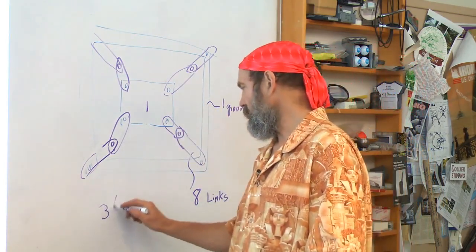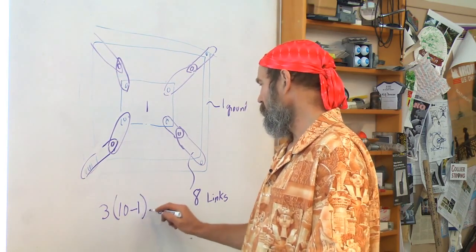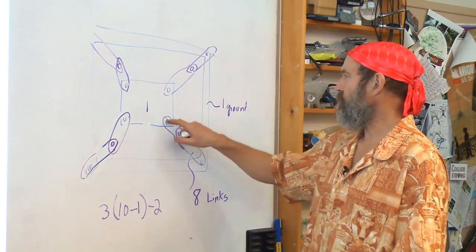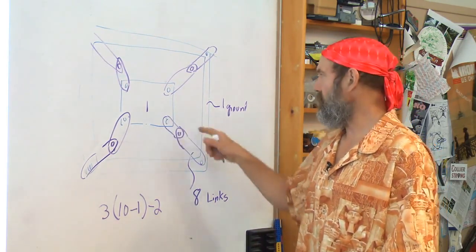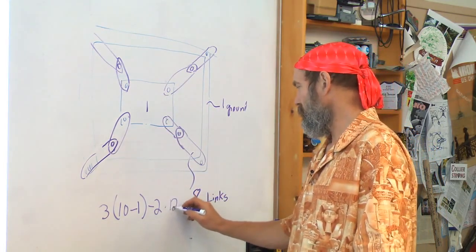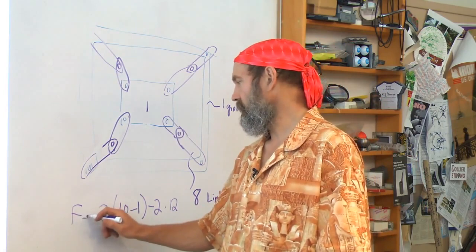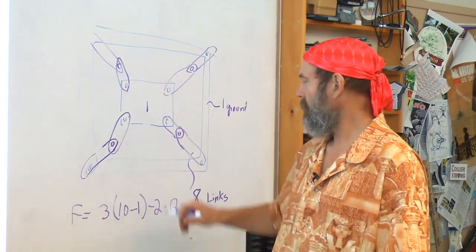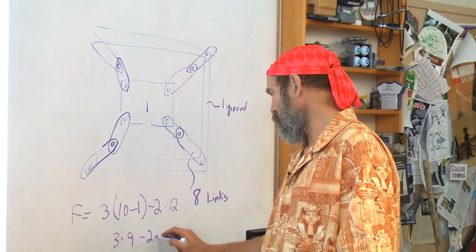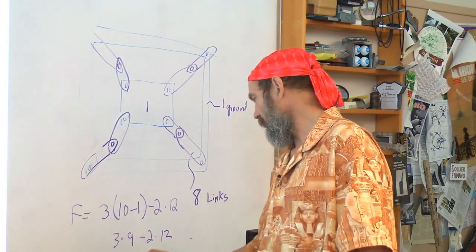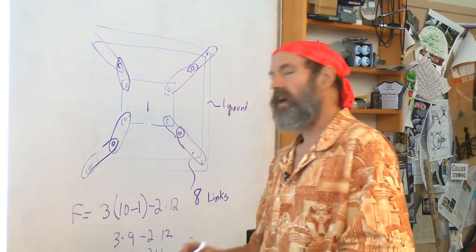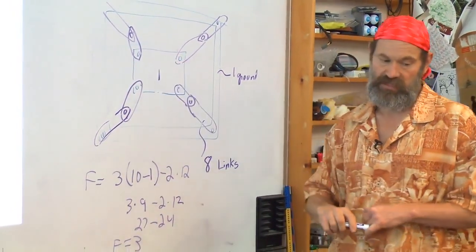So I've got 3 times 10 minus 1 minus 2 times, now how many joints? 1, 2, 3. These are simple pivots. They each count as 1, and there's 4 of them. 4 sets of 3 minus 2 times 12. This equals the degrees of freedom of this center stage. I have 3 times 9 minus 2 times 12. That's 27 minus 24. So F equals 3. I have 3 degrees of freedom of this platform. Is that right?